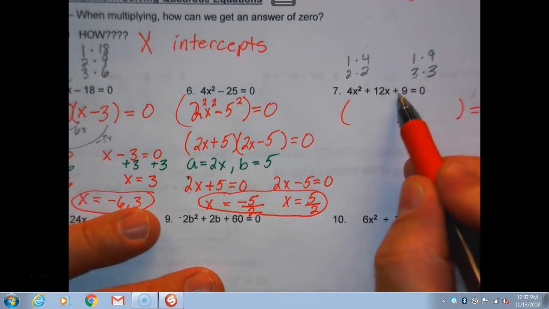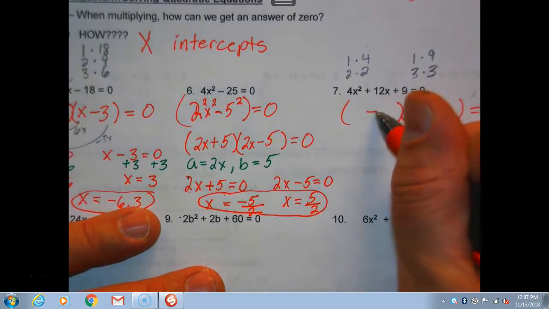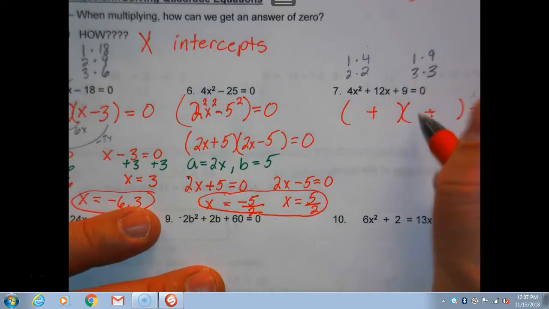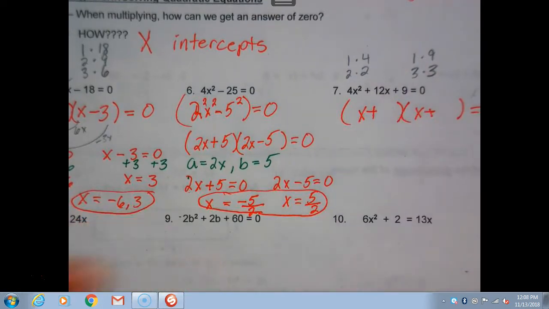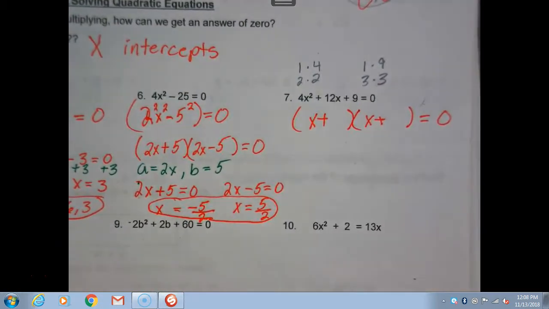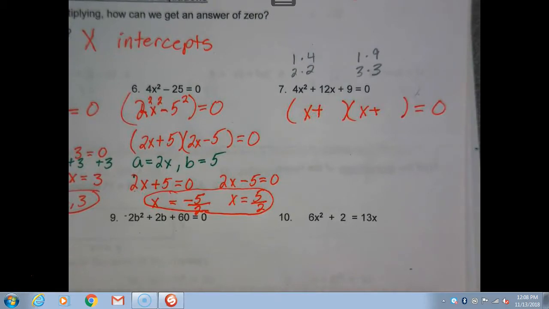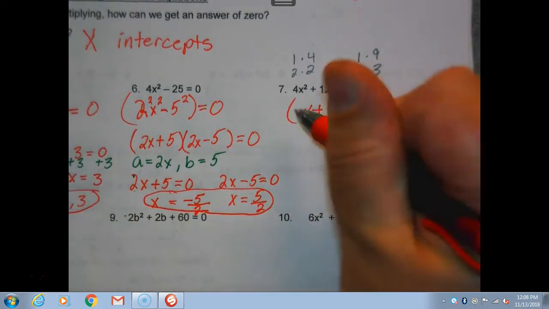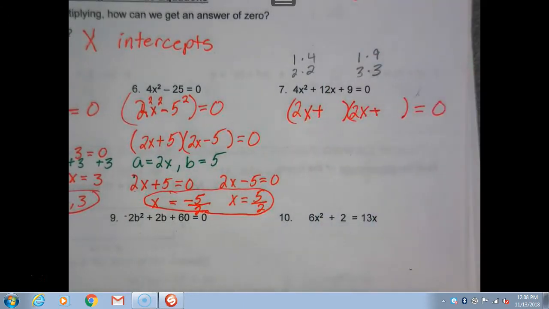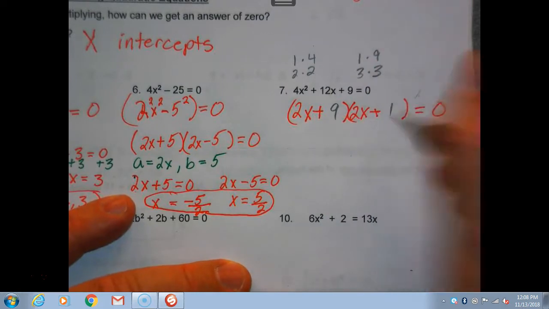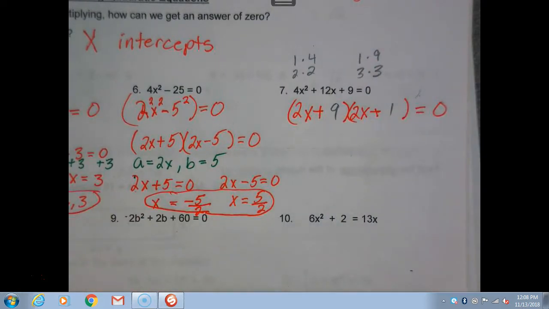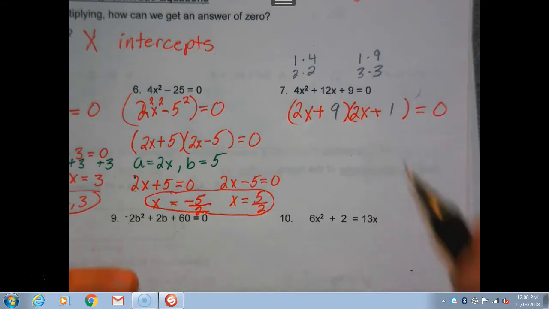Let's see, I can do the signs. They're both positive, right? I know I'm going to have an x here and an x there. All right, what do you want me to try? 2x and 2x. I'm pretty confident with that, so I'm going to do it in 10. What about the 9? 9 and 1? No?